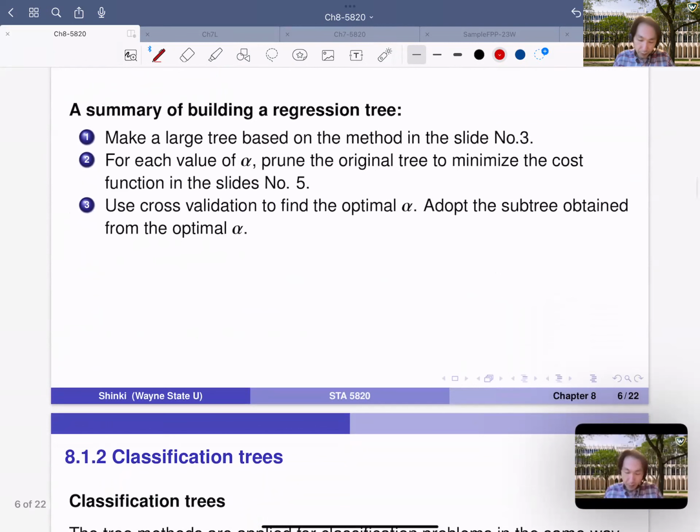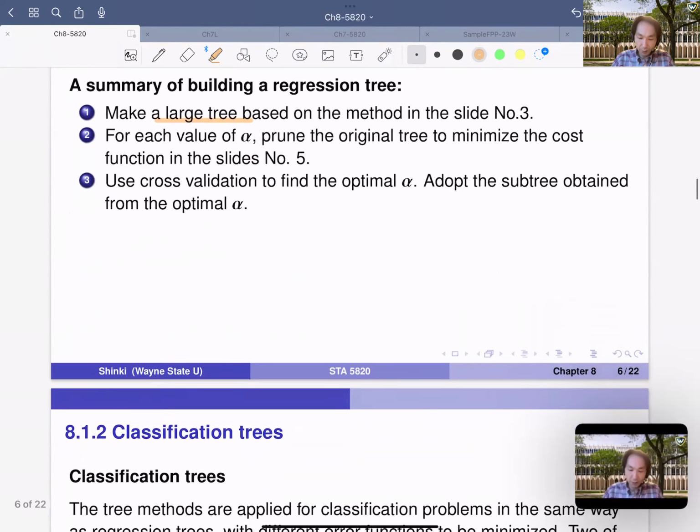So the tree algorithm is, at first, to make a large tree. Then for each value of alpha, they prune the original tree to minimize the cost function in slide number 5, the previous slide. And they use cross-validation to find the optimal alpha. So that is the procedure to get the tree.